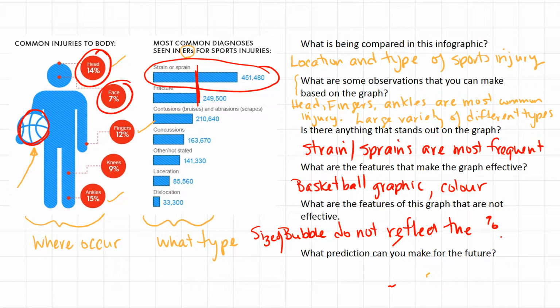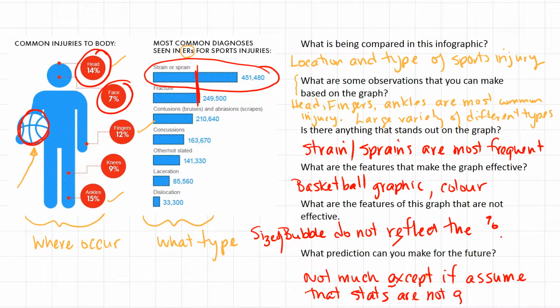And what prediction can you make in the future? Well, it doesn't have anything about time on this, so you can't really make a prediction except if you say that you're going to assume that nothing changes year to year. So not much, I think, except to assume that the stats aren't going to change. Okay, then you could make a prediction about how many concussions you would have next year. It should be the same, and the emergency room can plan for it.